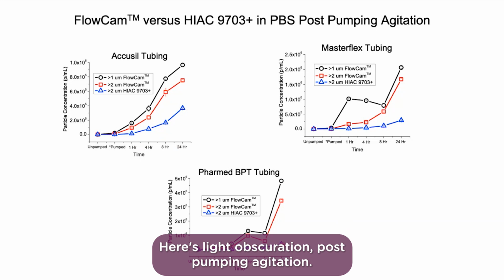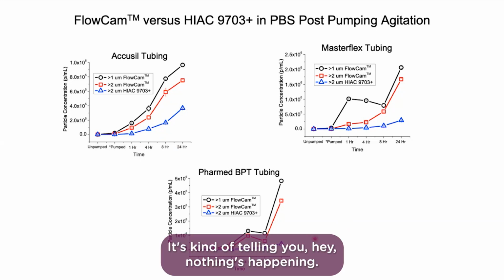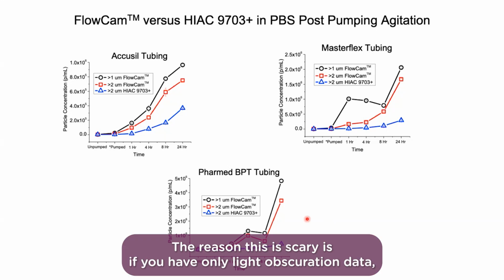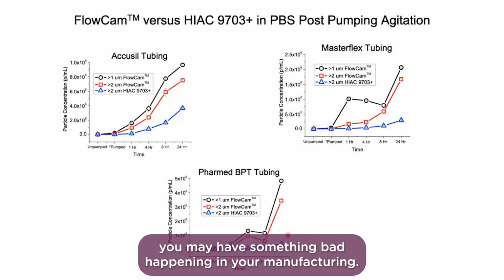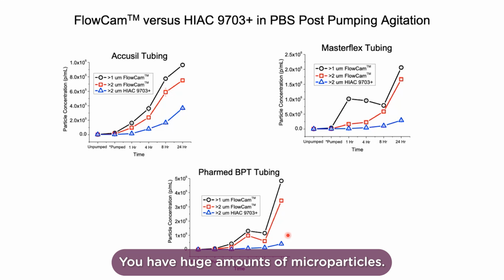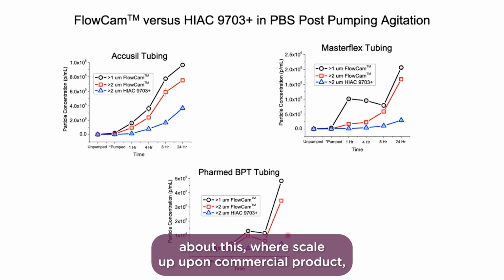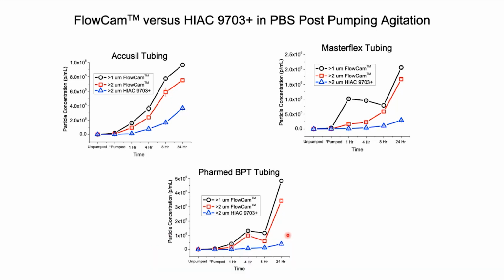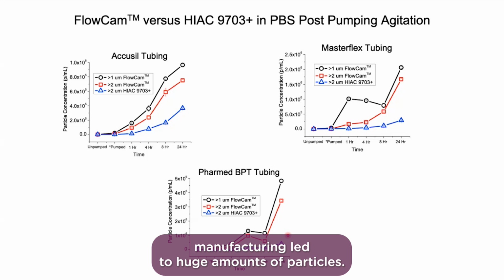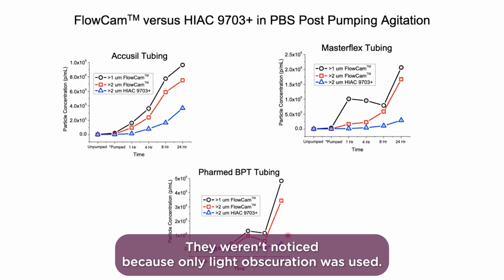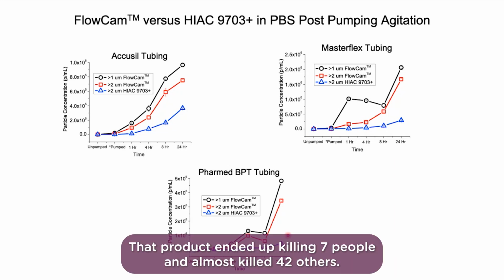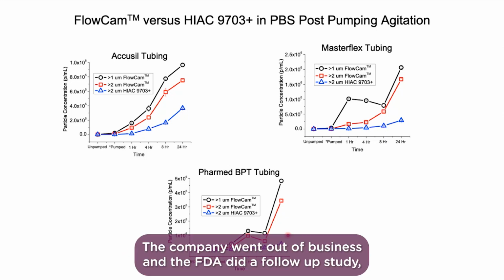Here's light obscuration post-pumping agitation. It's kind of telling you, hey, nothing's happening. The reason this is scary is if you have only light obscuration data, you may have something bad happening in your manufacturing, have huge amounts of microparticles. And there's actually a publication from the FDA on an example about this, where scale up upon commercial product manufacturing led to huge amounts of particles. They weren't noticed because only light obscuration was used. That product ended up killing 7 people and almost killed 42 others. That product was pulled from the market. The company went out of business.